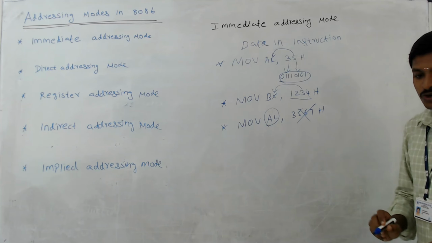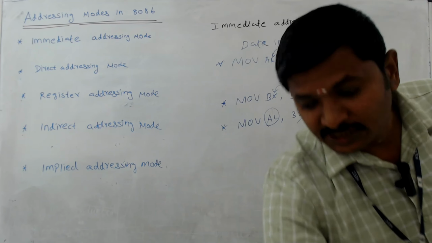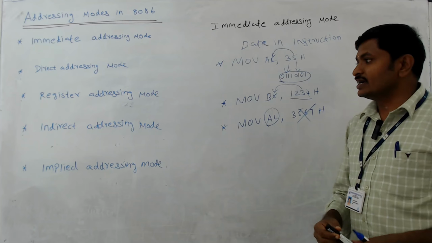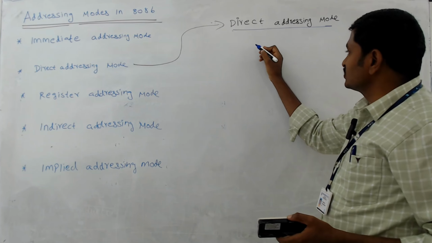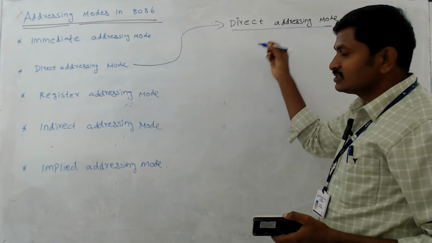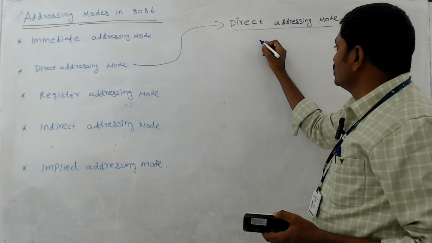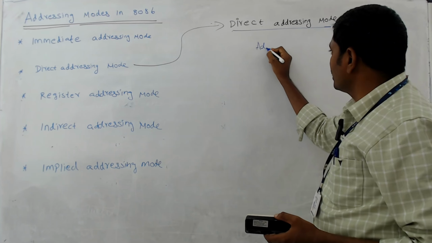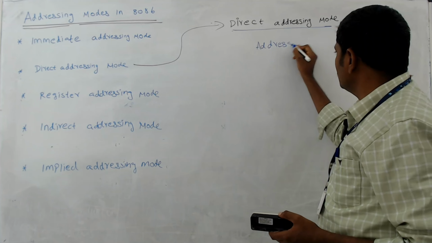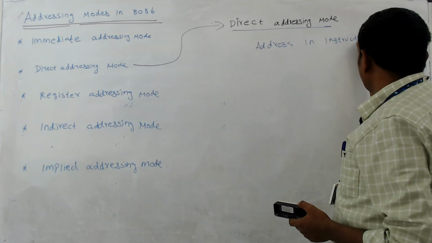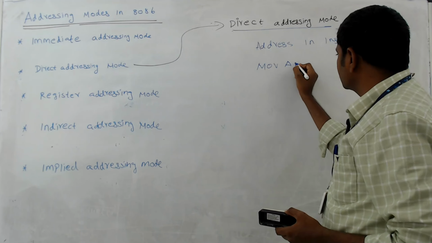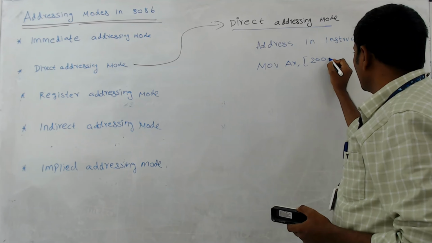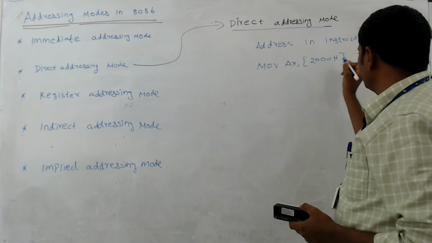Next, we are going to discuss the next addressing mode, the direct addressing mode. Direct addressing mode is nothing but the address is mentioned within the instruction. That means address in instruction. For example, MOV AX, [2000H]. So what is the meaning? Whatever content is located in the 2000H memory location is moved to the AX register.